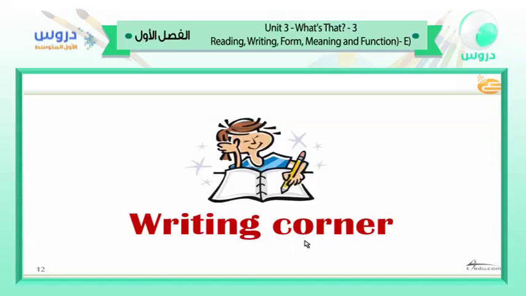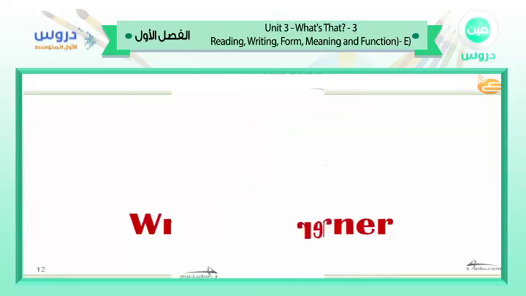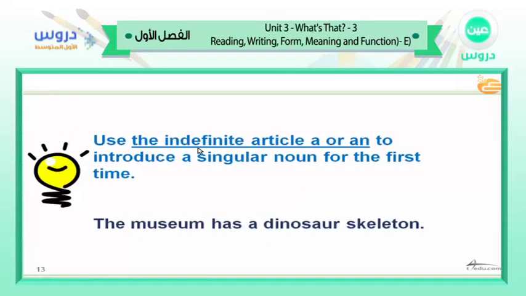Now let's learn about things in this writing corner. The first thing: use the indefinite article a or an to introduce a singular noun for the first time. For example here, the museum has a dinosaur skeleton. I introduced this dinosaur skeleton for the first time, and it is a singular noun, so I use the indefinite article a. The museum has a dinosaur skeleton.